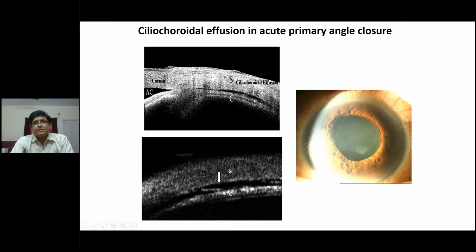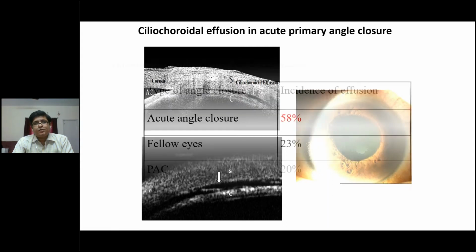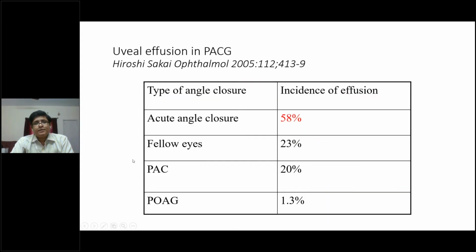One of the other things is the ciliochoroidal effusion in acute primary angle closures. For some reason, this is something which is understudied previously. In recent years, this is coming up in the mechanism as well, and this has given some insight into some of these pathologies in acute angle closures. There's excellent work done by Hiroshi Sakai, which suggests that acute angle closures have the maximum incidence of effusion, followed by the fellow eyes of angle closures, and primary angle closures also have effusion.